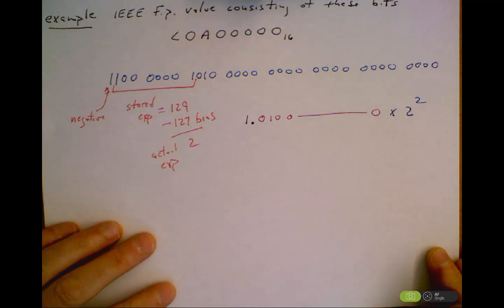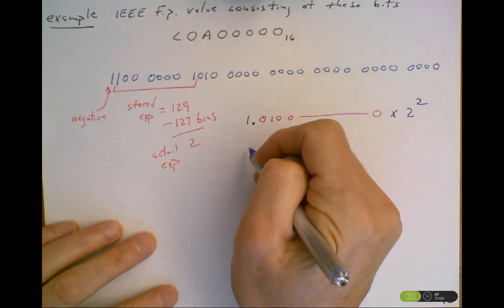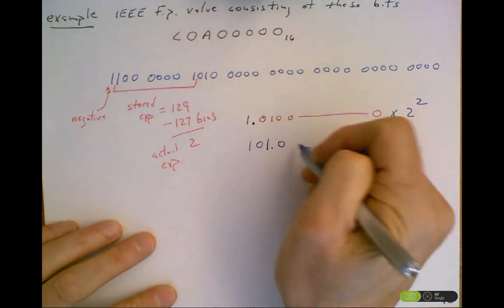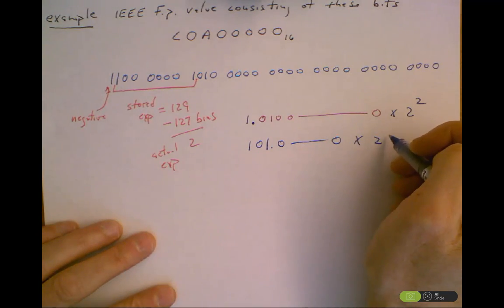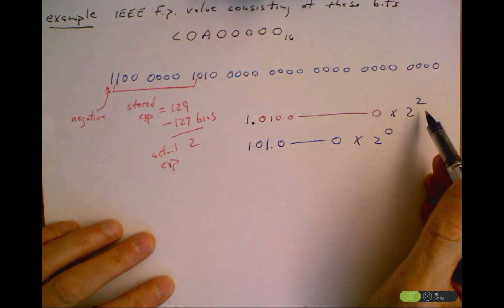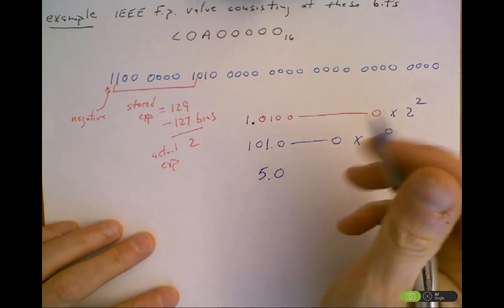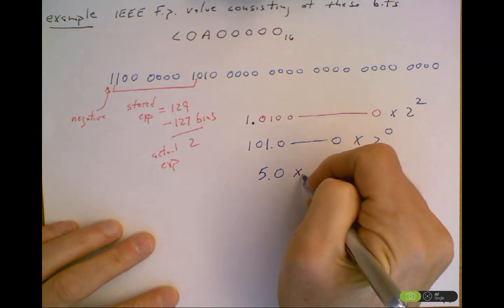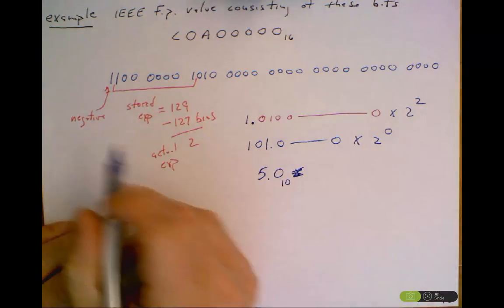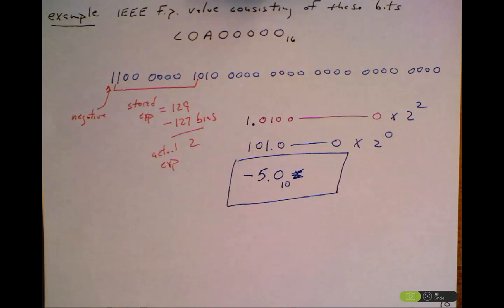Now I can convert that pretty easily to decimal, actually, because it's an easy case. I can go ahead and make it 101 times 2 to the 0. I can shift the value left, bring the exponent down to 0, and in fact it's a whole number. This is 5.0 base 10, and I've got to remember it was negative. Okay.